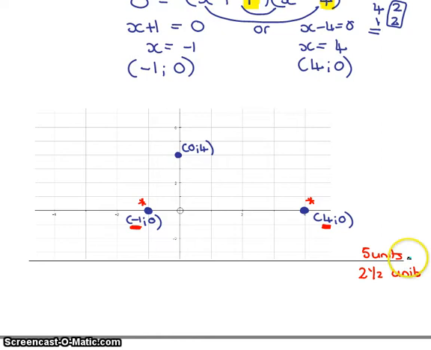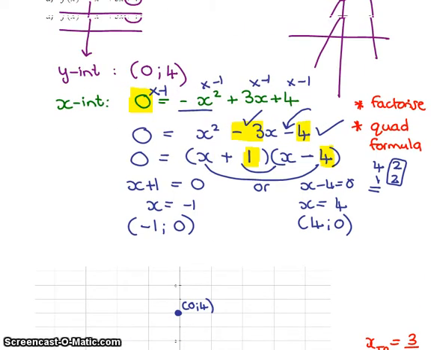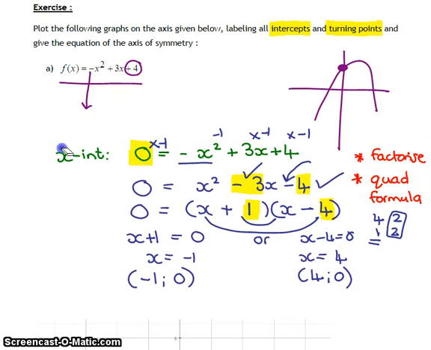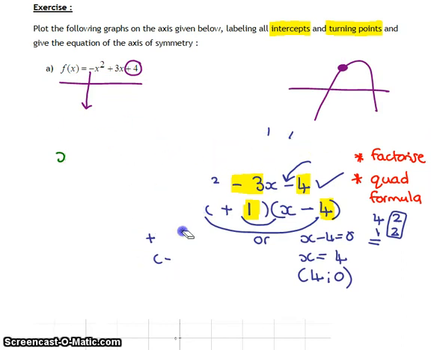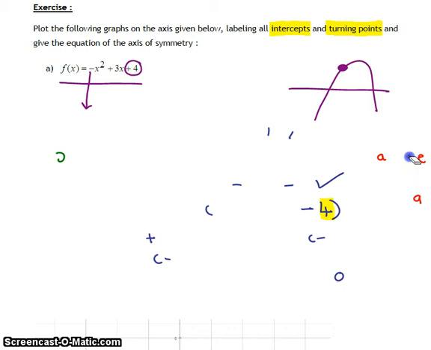So I'm guessing, logically, that if I moved 2.5 units this way, and I moved 2.5 units this way, I will land up in the middle of my graph, which means without thinking too much, I think my x value of my turning point is 1.5 or 3/2. Now that's only my x value of my turning point. Now I'm going to go back and use my x is equal to -b/2a to confirm if my suspicion is correct. Let me erase my working.